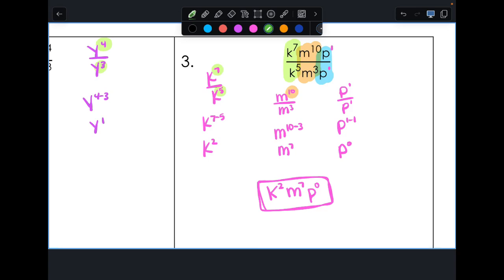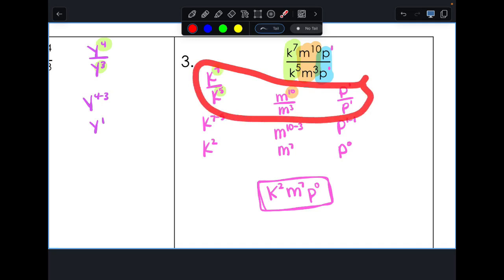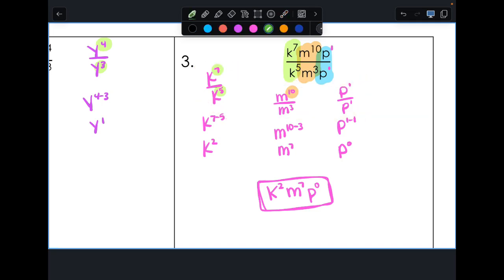Alright, with the rest of the examples, I'm going to skip a step. I'm going to skip this step where you write it again. I'm just going to go straight into subtracting.